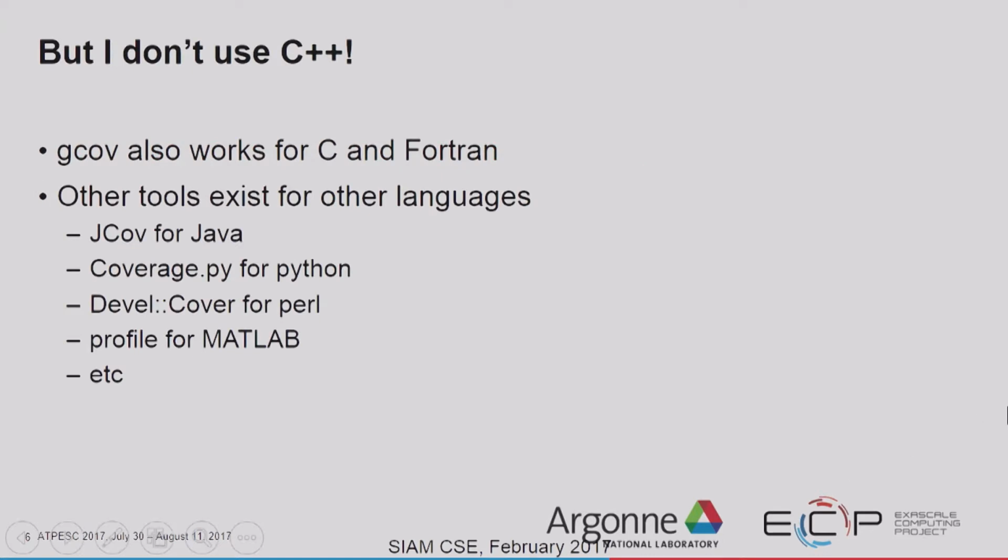Okay, so maybe you don't use C++ and this gcov stuff just doesn't really apply to you. Fortunately for you, gcov also works for C and Fortran. And even though gcov doesn't work for other languages, there are similar tools for other languages. Like if you're using Java, you can use jcov. You can use coverage.py for Python, devel cover for Perl, profile for MATLAB, and other tools for other languages.